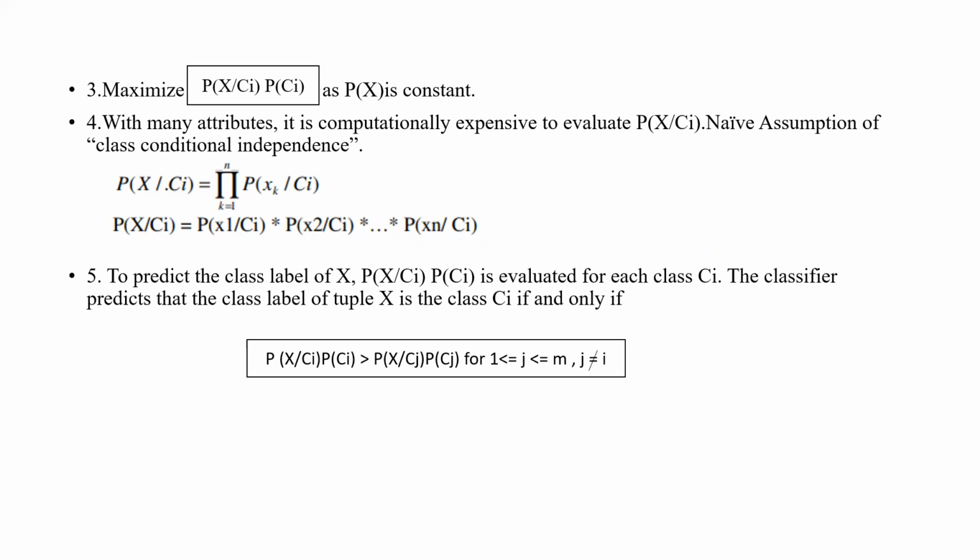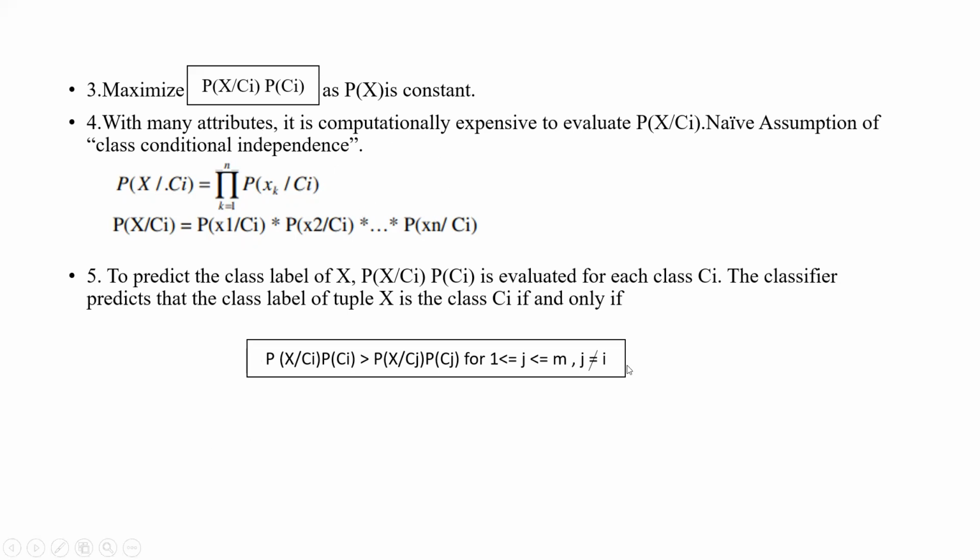Next, with many attributes, the computation becomes very expensive. In order to reduce the computation in evaluating P(X|Ci), the naive assumption that we make is class conditional independence. So this is the assumption that we are making. It means that we are assuming that all the attribute values that are present are conditionally independent of one another given the class label of the tuple. So this leads to the formula that is present in point number 4.